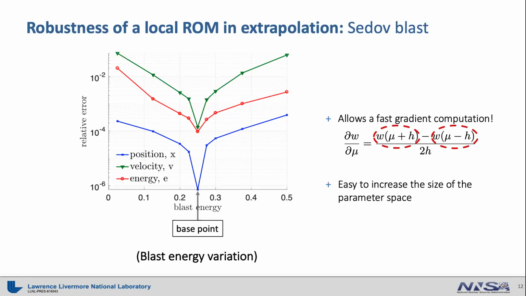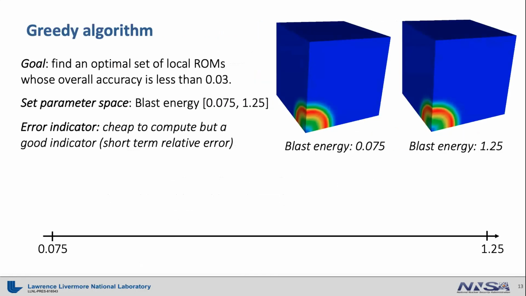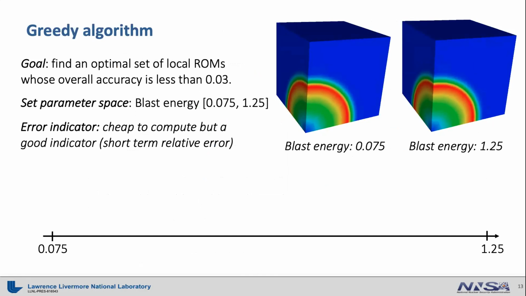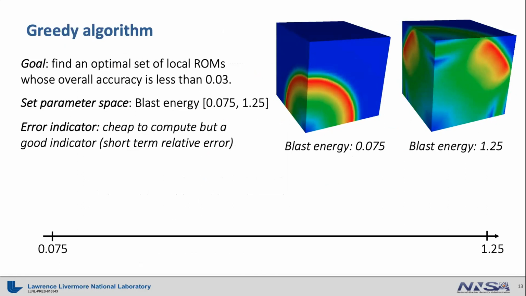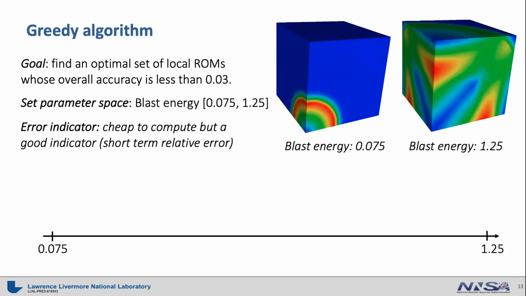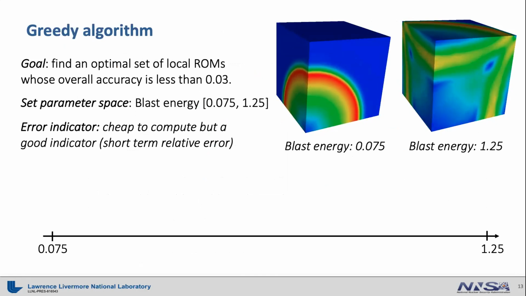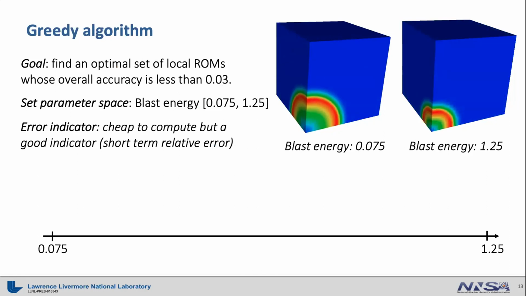Another implication is that you can easily add more local reduced order models to cover the broader parameter domains. But here the question is how to optimally sample the local reduced order models in the parameter space. This can be done by the greedy algorithm. The greedy algorithm tries to find a suboptimal, if not optimal, set of local reduced order models whose overall accuracy is less than some desirable accuracy level, say, for example, 3%.